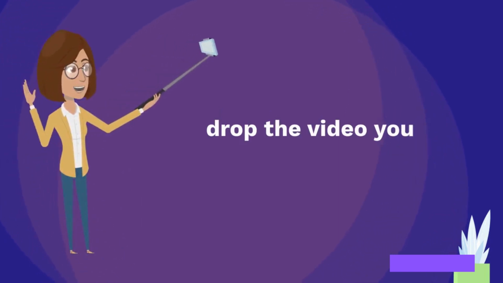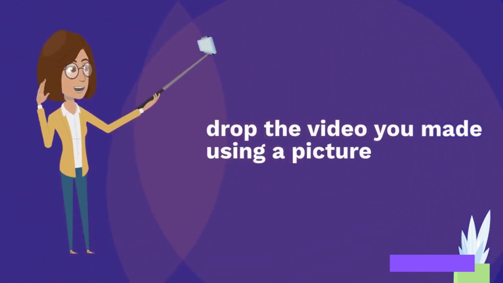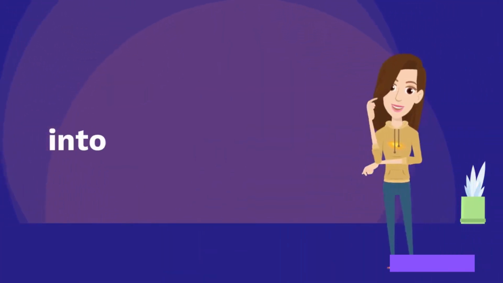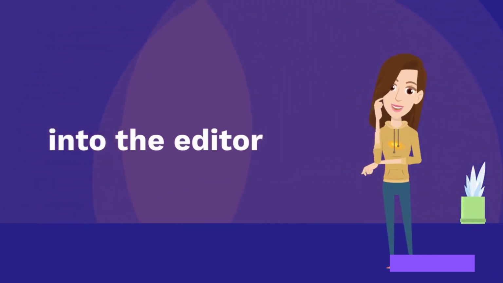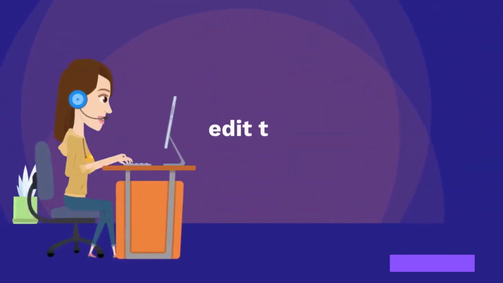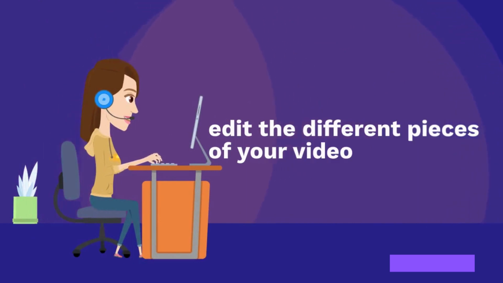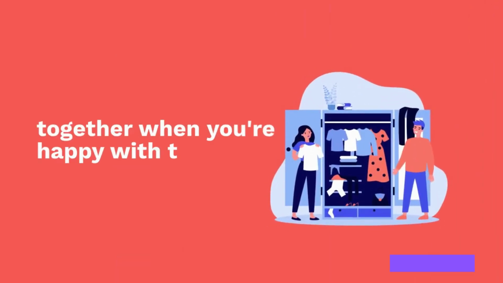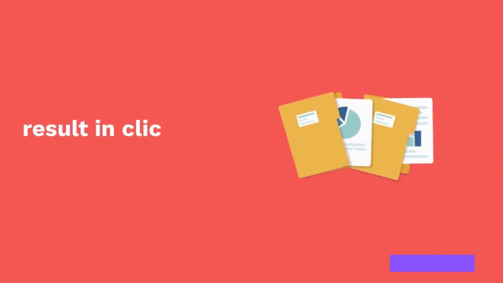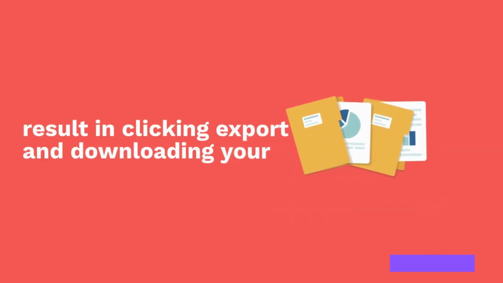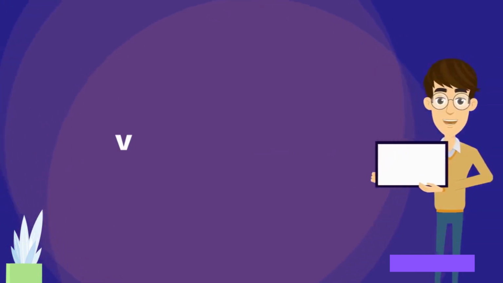Drop the video you made using a picture into the editor. Edit the different pieces of your video together. When you're happy with the result, click export and download your video.